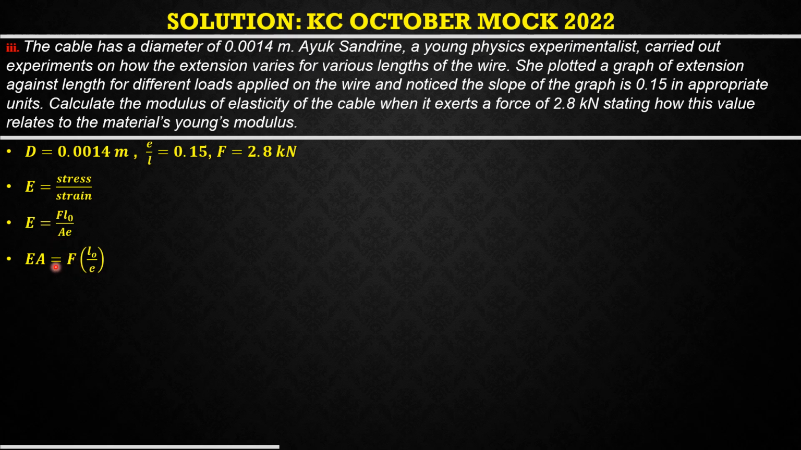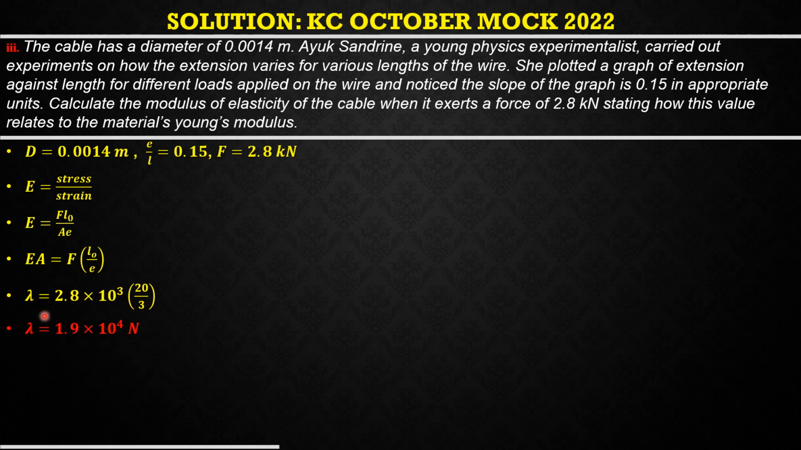So again, this EA here gives us our modulus of elasticity, which is basically lambda, and then our F, remember that is 2.8 times 10 to the power 3, and then remember that L0 over e is basically the reciprocal of this slope, because the slope is e over L. You're plotting a graph of extension against length, so L over e gives you the reciprocal of this slope, which gives us 20 over 3. So multiply that out, we have modulus of elasticity of the material to be 1.9 times 10 to the power 4.